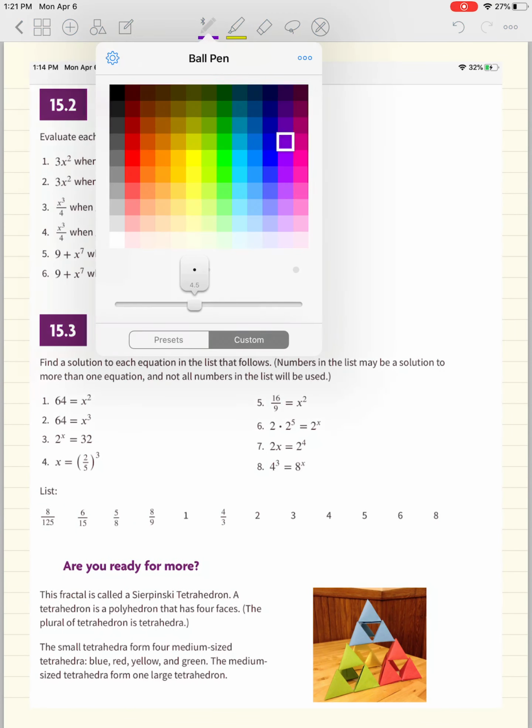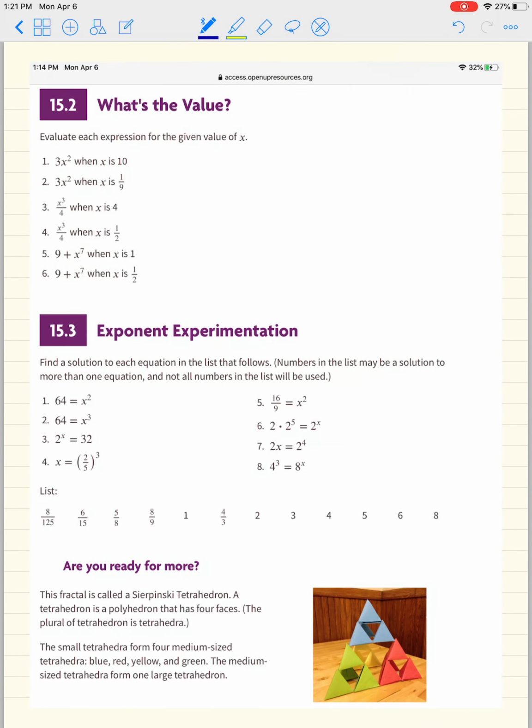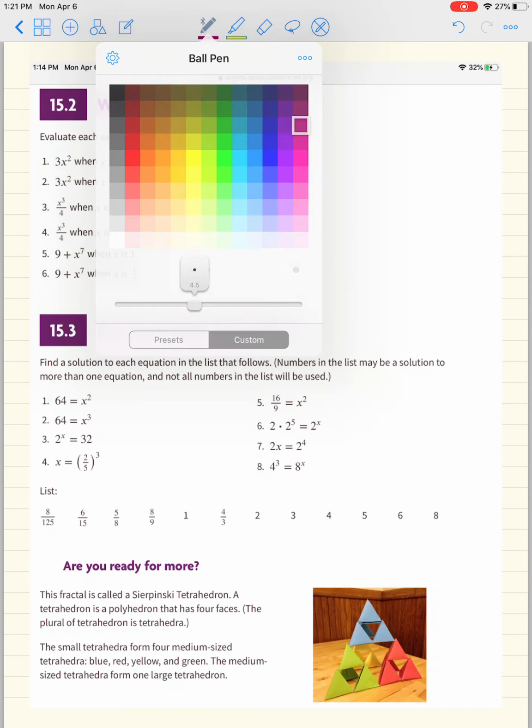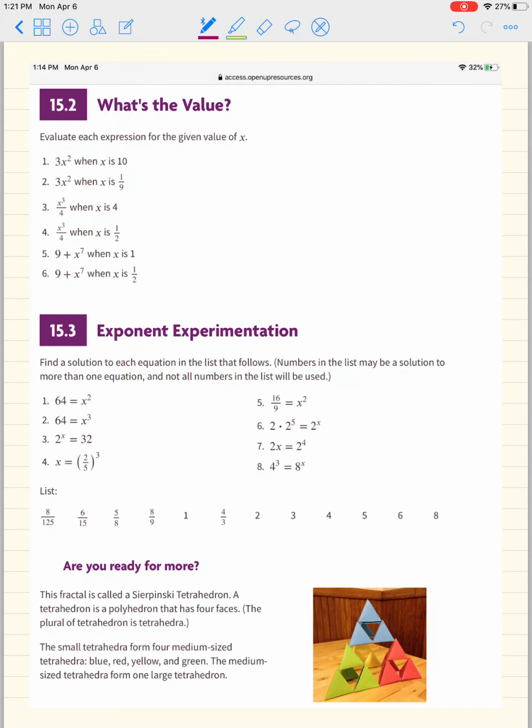To 15.3. I'm sorry, 15.2. It says to evaluate each expression when given the value of x. Okay, so what we're going to do is go ahead and replace the value into where the x is, and we need to remember to use our order of operations. So starting with parentheses, then exponents, then multiplication, then division, then addition, and then subtraction.